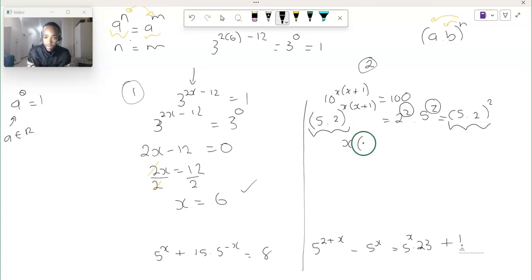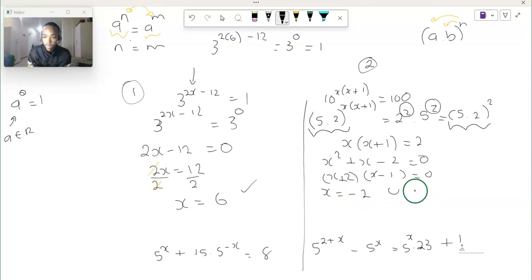Therefore x plus 1 is 2, so in that case you get x squared plus x minus 2 is equal to 0. You solve this as a normal equation. We have x and x, 2 and 1. Therefore one should be positive and one negative, so x should be negative 2 or x should be 1.